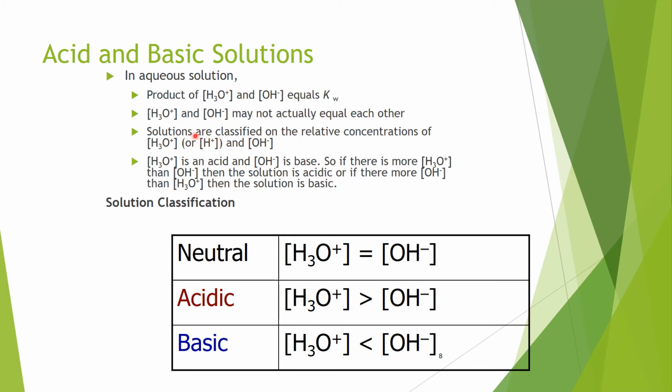So now if, for instance, these numbers change. So H3O plus is an acid, or H plus, and OH minus is the base. So if we go back and look at the equation, you'll see that this is the conjugate acid and this is conjugate base. So if there's more acid than OH minus, that means the solution is acidic. If there's more OH minus than H3O plus, that solution is basic. And we'll have actually numbers to show this.